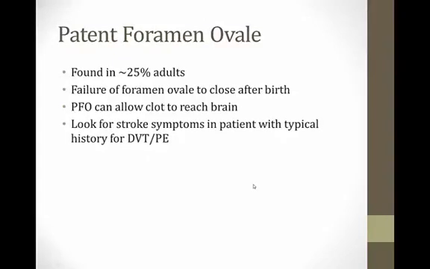Okay, let's move on to a patent foramen ovale. So this is found in about 1 of every 4 adults. It is a very common finding in adult hearts. It's failure of the foramen ovale to close after birth. By and large, this has no clinical impact for the patient.